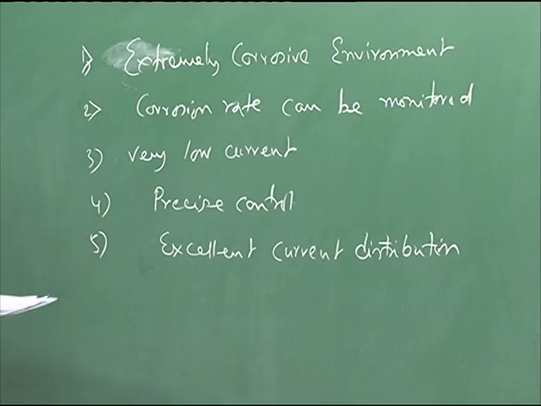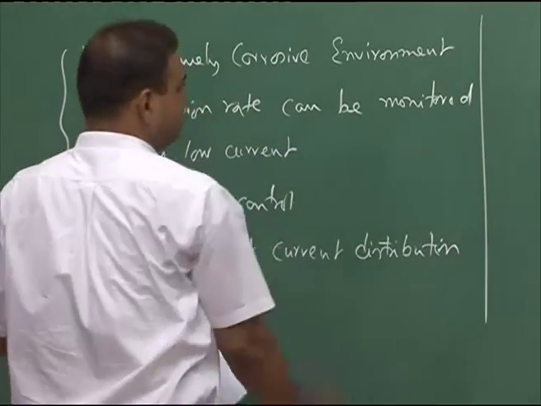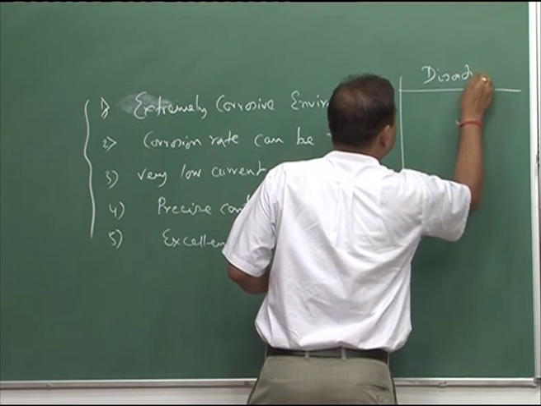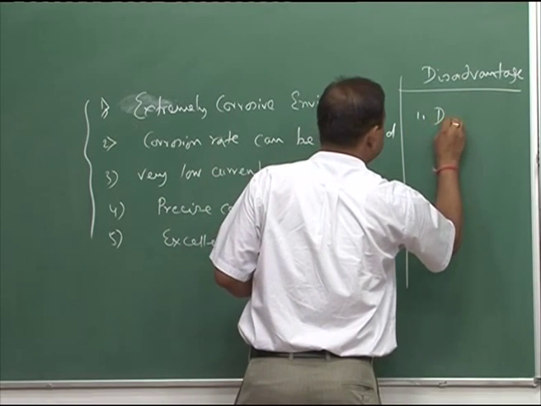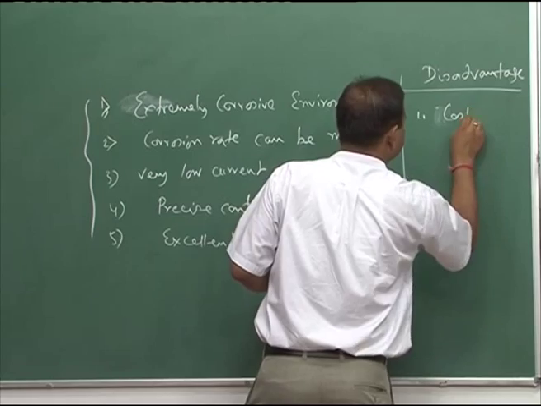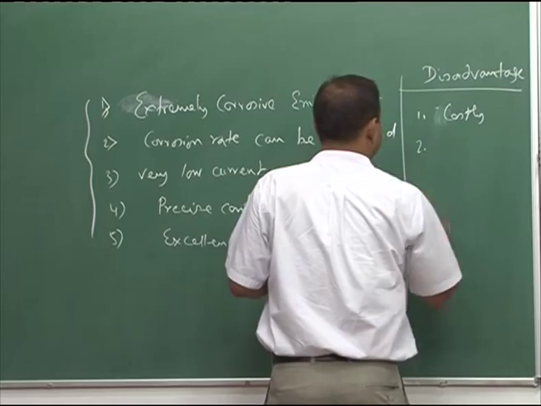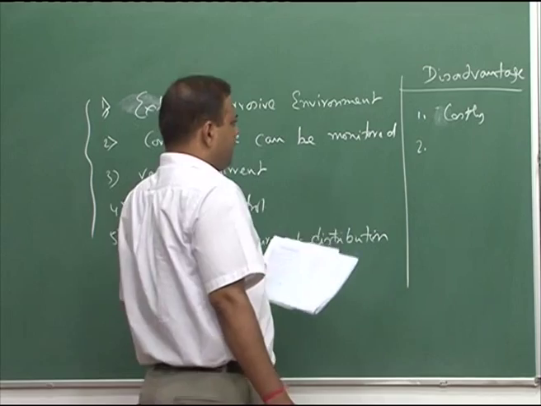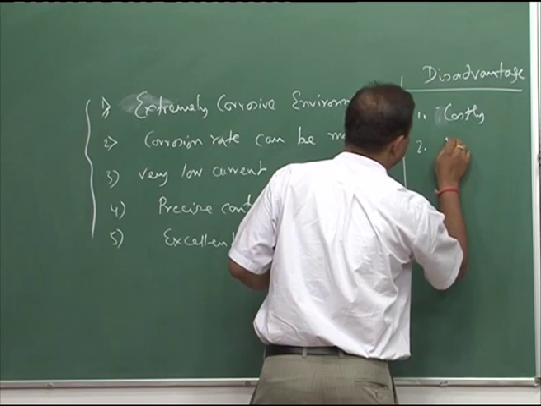Now, there are a few disadvantages. One is, of course, this is costly, this is the advantage level, and disadvantage one is definitely costly. And second case, if the metal is not highly passive, this will not work fine, and there is no protection over the water line, on top of the water line.